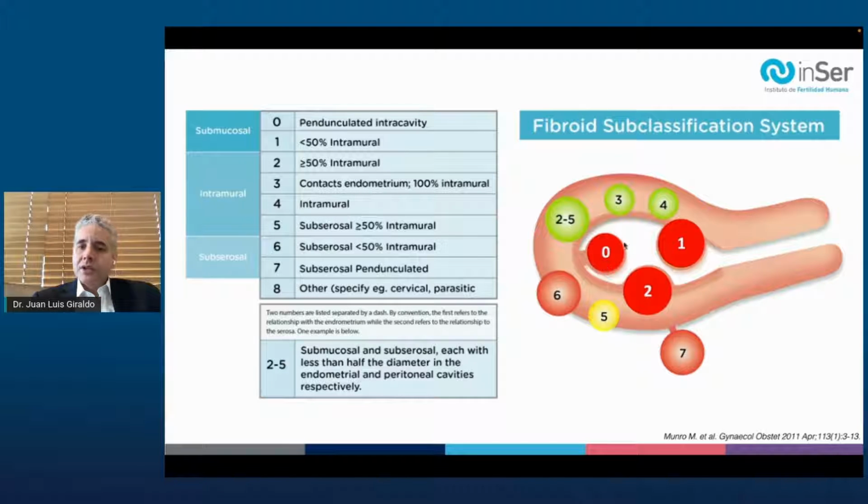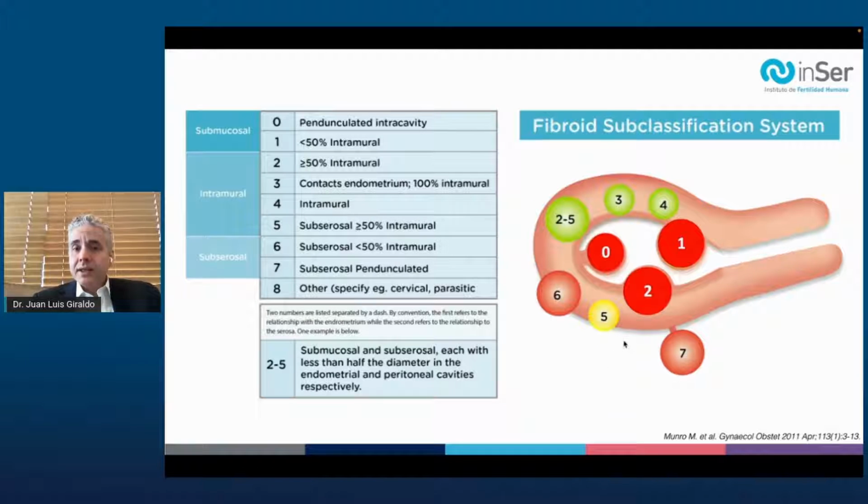FIGO 0 fibroids are the ones that are completely intraluminal. FIGO 1 fibroids are the ones that have most of their component intraluminal and less than 50% of their component in the myometrial wall. But FIGO 2 fibroids are the ones that have more than 50% of their volume in the myometrial wall. So those are really difficult to resect because hysteroscopically you can easily resect the intraluminal portion, but it's really difficult to resect the intramyometrial portion.